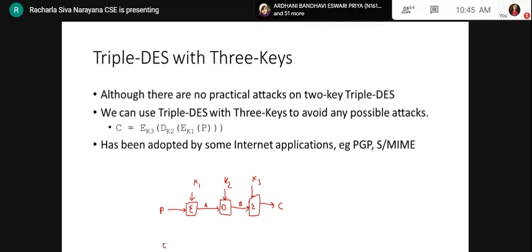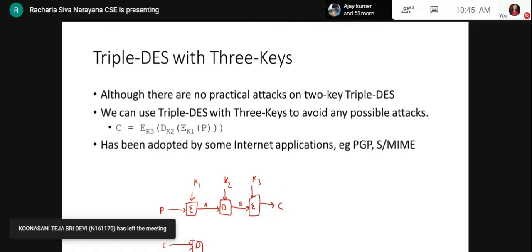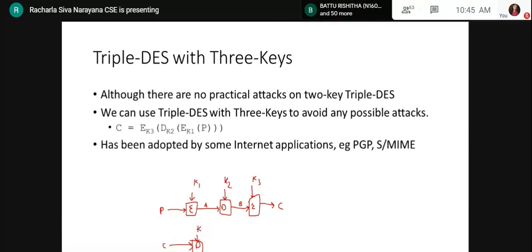Now decrypt this ciphertext. Sorry, first we are decrypting with K3 and then getting B. This ciphertext is again encrypted with K2 and then getting A. This ciphertext is again decrypted with K1 and getting the plain text.